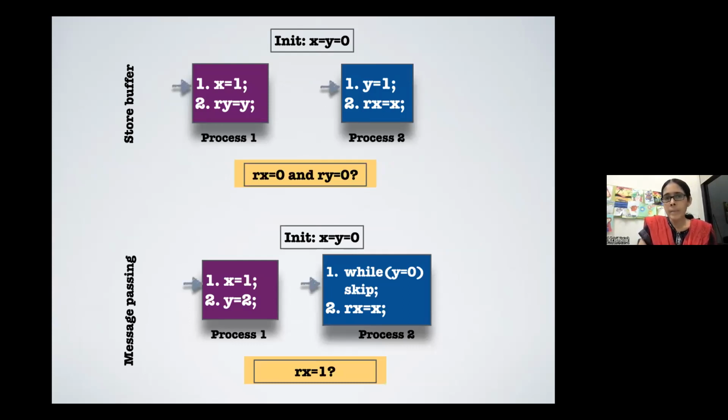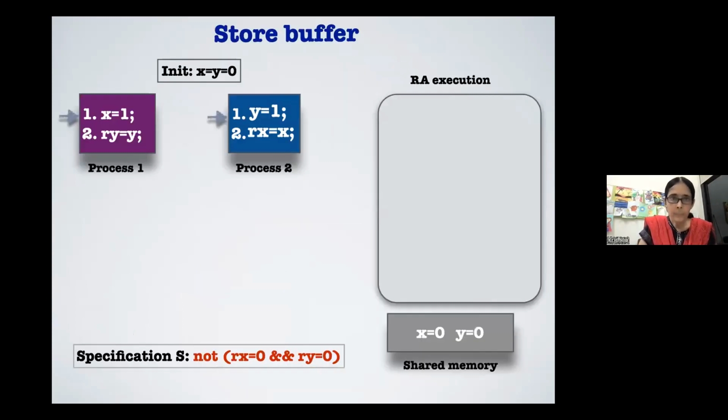So the question is, under the store buffer example, I will talk in detail about it, whether we can reach a situation where Rx and Ry are both 0. And for message passing, we are going to ask if the value of Rx can be equal to 0. I've written 1 here, but it's okay. You can ask equal to 0 also.